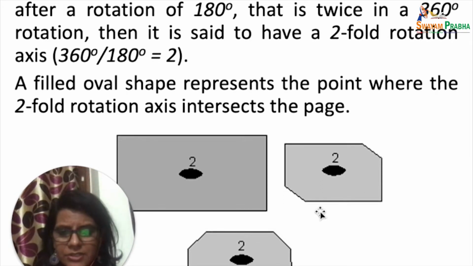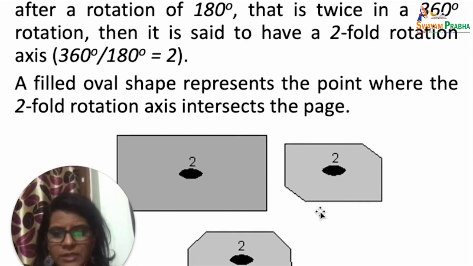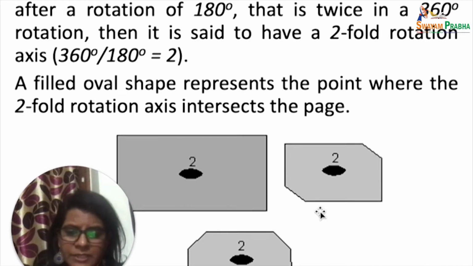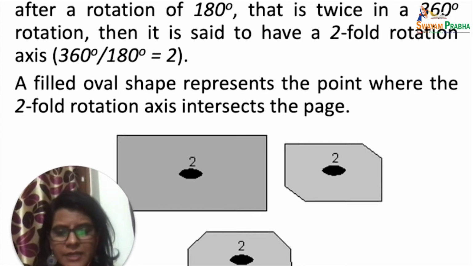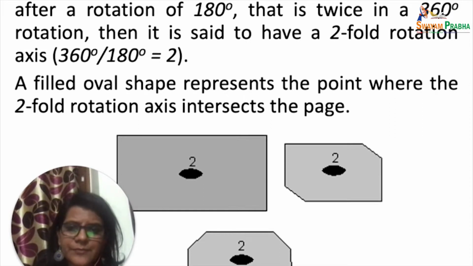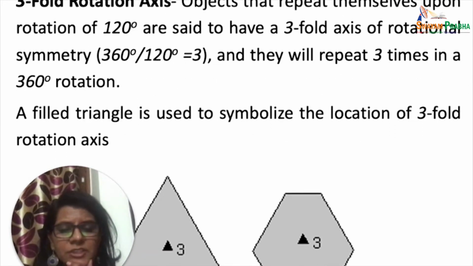Similarly, in this structure, if you imagine a rotation around an imaginary line which is passing through the crystal, and after an 180-degree angle it gives a similar appearance, then it is said to have a rotational symmetry of twofold. Similarly, in this structure. Now let's take a look at the threefold rotational axis.